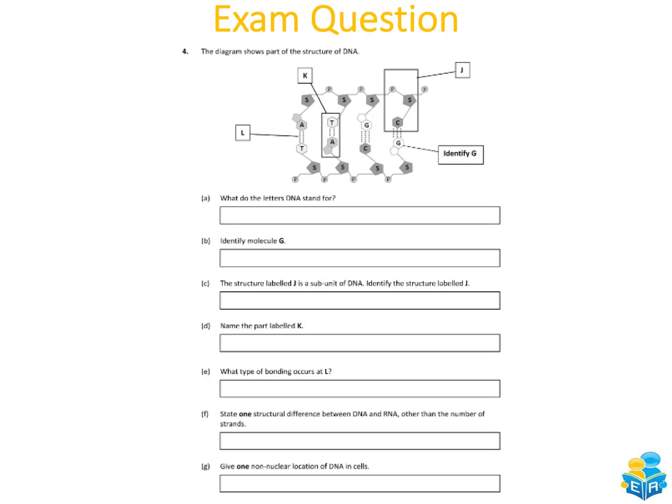So here's an exam question which has come up before based off of DNA. What do the letters DNA stand for? Well, we know that that's deoxyribonucleic acid. Identify molecule G. If we have a look at where molecule G is in here, we can see that it's complementary to C. C has to be cytosine. So what's complementary to cytosine? That's guanine. The structure labeled J is a subunit of DNA. What's the basic unit consisting of a phosphate group, the sugar, and a base? That's our nucleotide.